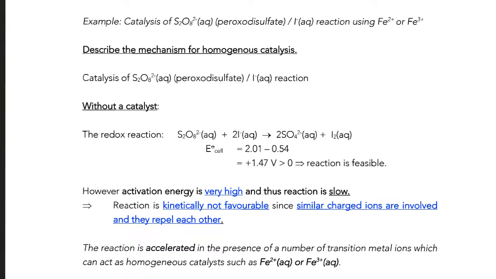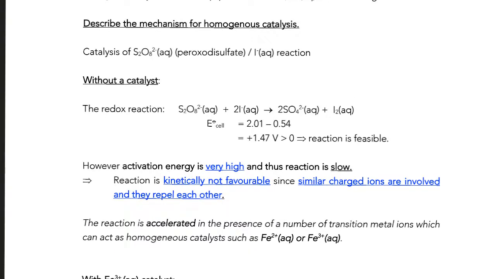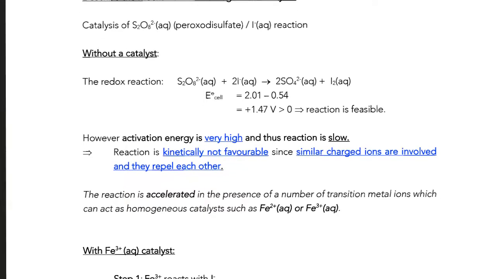Now you can make this reaction faster by using iron 2 and iron 3. Either one of them will do, because iron 2 and iron 3 will transit between the two oxidation states of +2 and +3 when they are doing the catalytic activity.